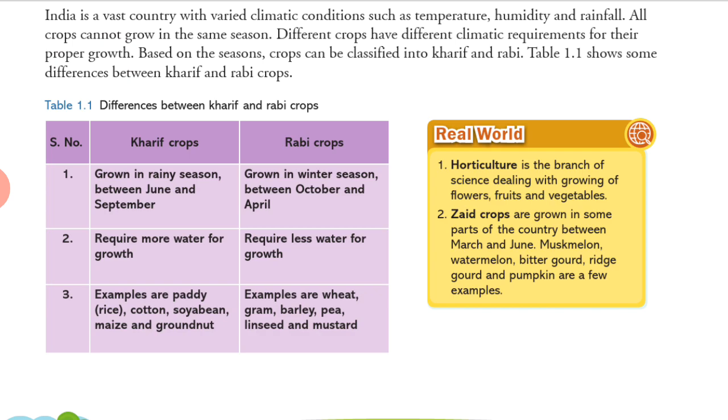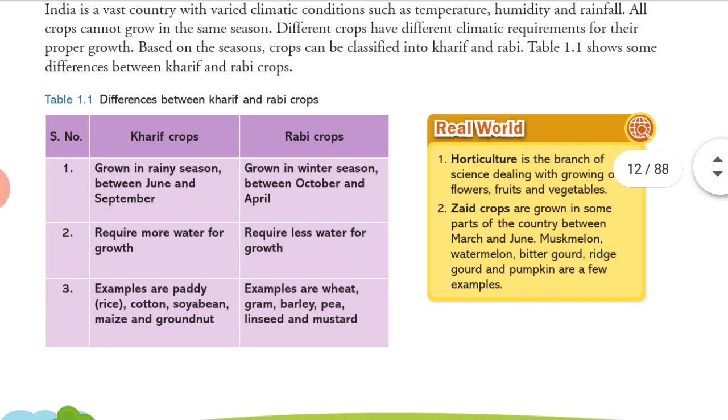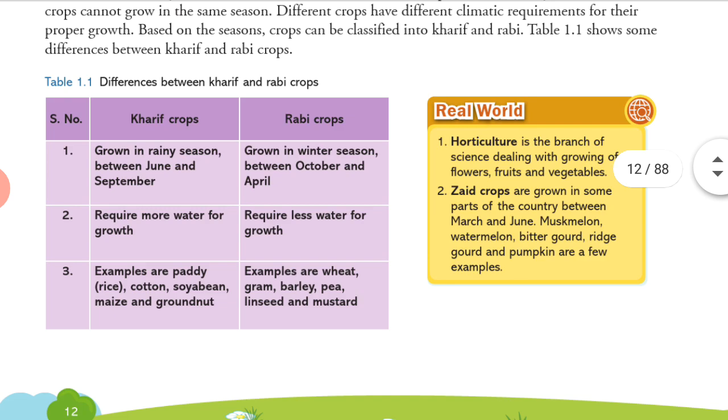Now, Kharif crops require more water for their growth, like rice crop, and Rabi crops require lesser water for their growth. Now the examples of Kharif crops are paddy, which means rice, cotton, soybean, maize, and groundnut. Examples of Rabi crops are wheat, gram, barley, pea, linseed, and mustard.